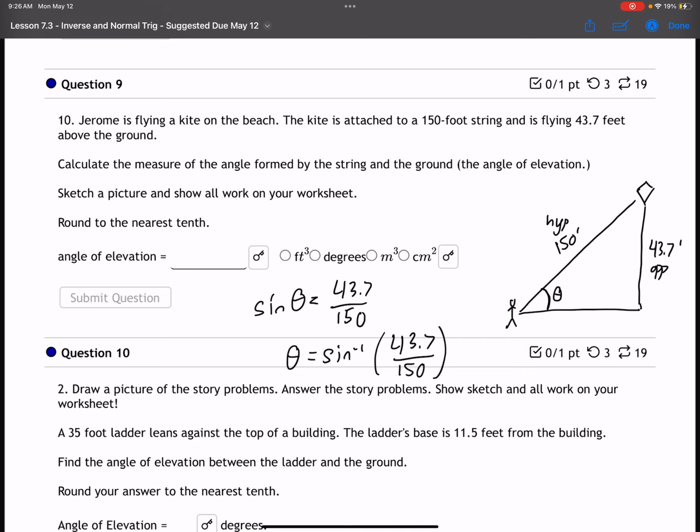When you do sine inverse, it will take a ratio in and output a number of degrees. So in this case, I put this into the calculator, sine inverse, making sure to close my parentheses. That's very important. Divided by 150, and I get that the angle of elevation is 16.8 degrees. And you'll select degrees as your unit because you're not measuring it in centimeters squared or something like that. It's an angle, so it's measured in degrees.